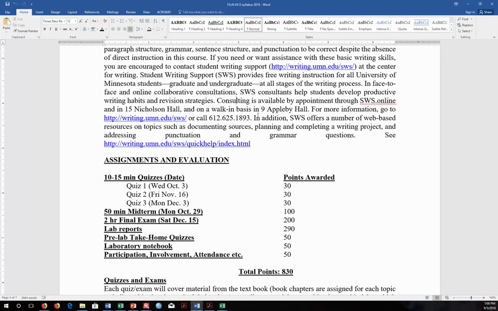So that's that in terms of point distribution. There's a lot of points to earn. So not only one midterm and one final, where if you don't do well in one, you fail the class. There are multiple opportunities to get points. And you can see, look at lab reports: 290, even more than the final. So do well in lab, give time for your lab reports, and that is a big portion of your grade.